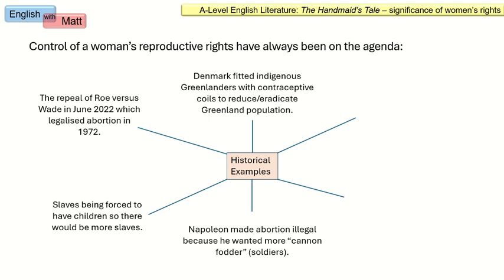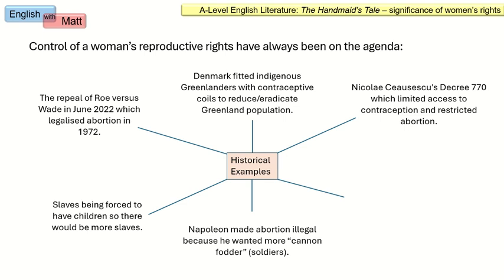In Greenland, Denmark fitted indigenous Greenlanders with contraceptive coils to reduce, if not eradicate, the Greenland population. That was on TV I watched recently. So even other European nations fitted women with devices which effectively controlled the amount of children they could have, probably because of underlying racism.